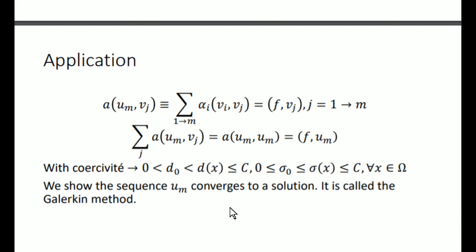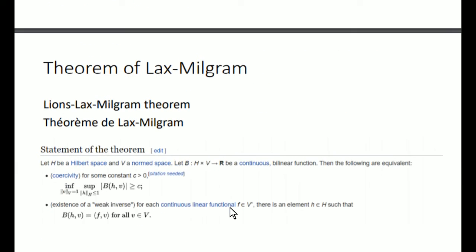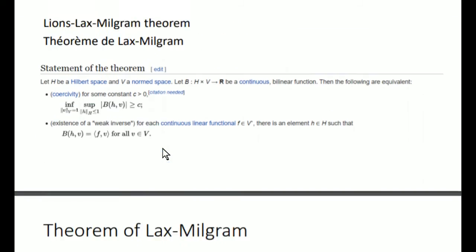It's called the Galerkin method, and in general for all PDE it's called the Theorem of Lax-Milgram. So in French it's called the Théorème de Lax-Milgram, but in English it's called the Lions-Lax-Milgram theorem, which is strange because Lions is French, so it should be, I don't get it. So let's look at what Wikipedia says about this theorem.